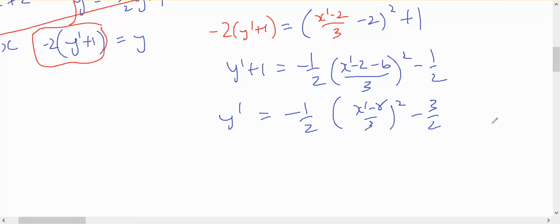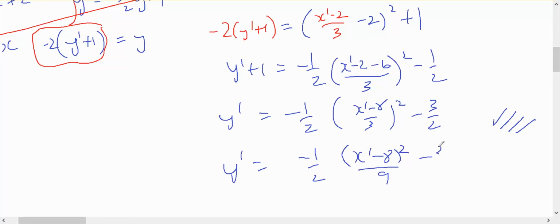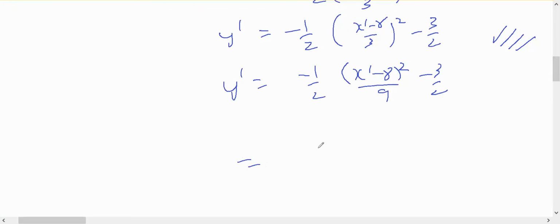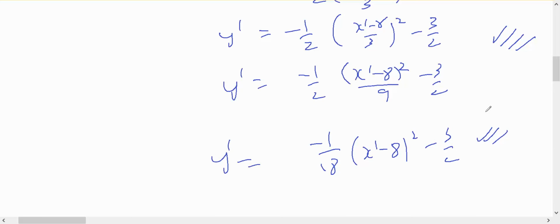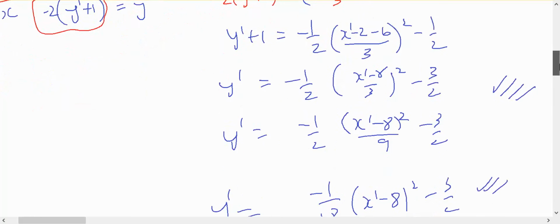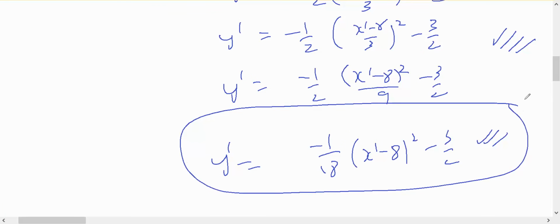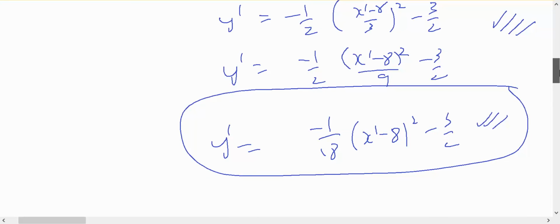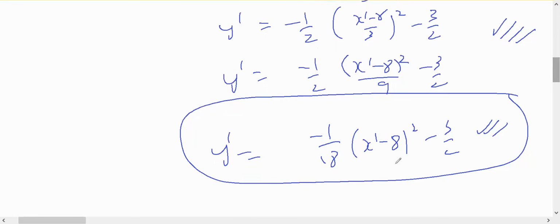which you could leave like that. I could also write it as minus a half (x dash minus 8) squared on 9 minus 3 on 2, which gives me minus 1 on 18 (x dash minus 8) squared minus 3 on 2. All of them are good examples. I probably prefer this one, only in that I can clearly see that my turning point is at (8, minus 3 on 2).